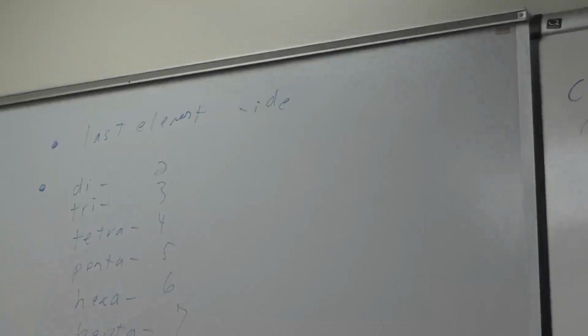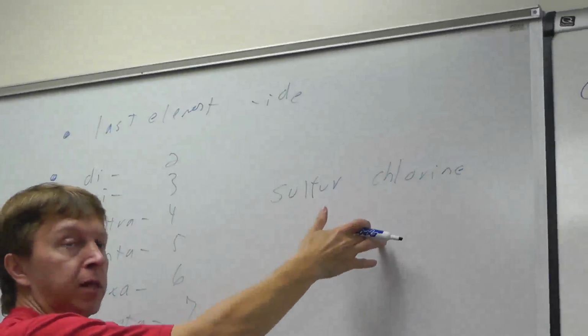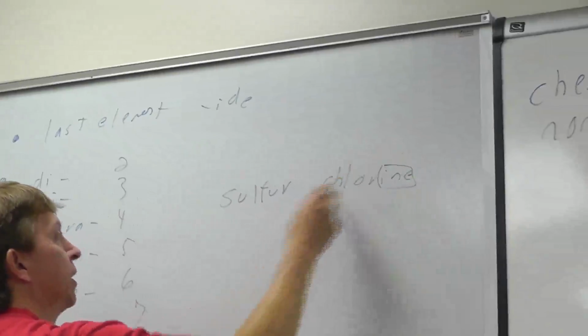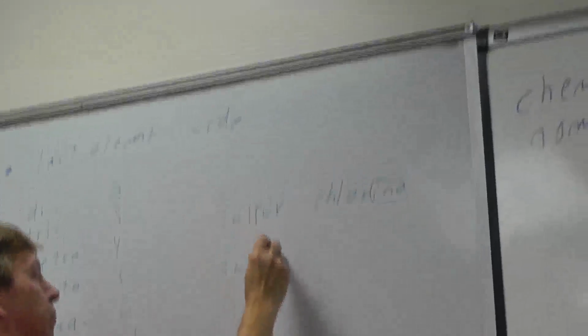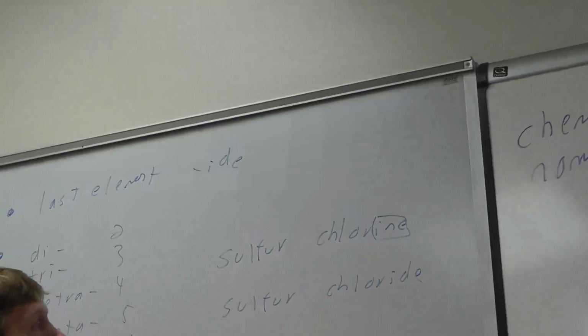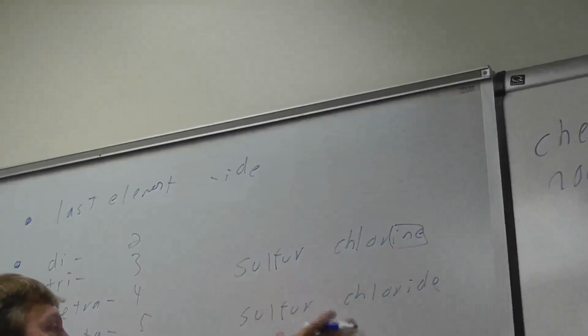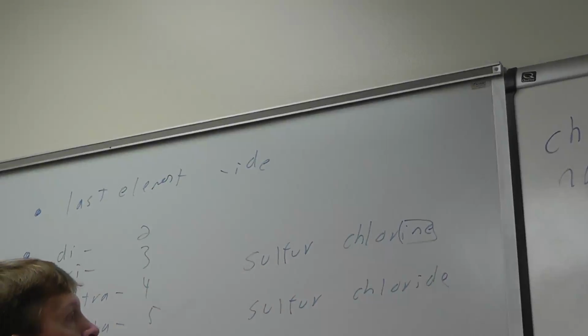Because if we look at SCl2, S is sulfur, Cl is chlorine, correct? That's just the names of your elements. We alter this to be the IDE, so we're dealing with sulfur chloride. That gives it a compound ending, not just an element ending, and that indicates that these are attached together.